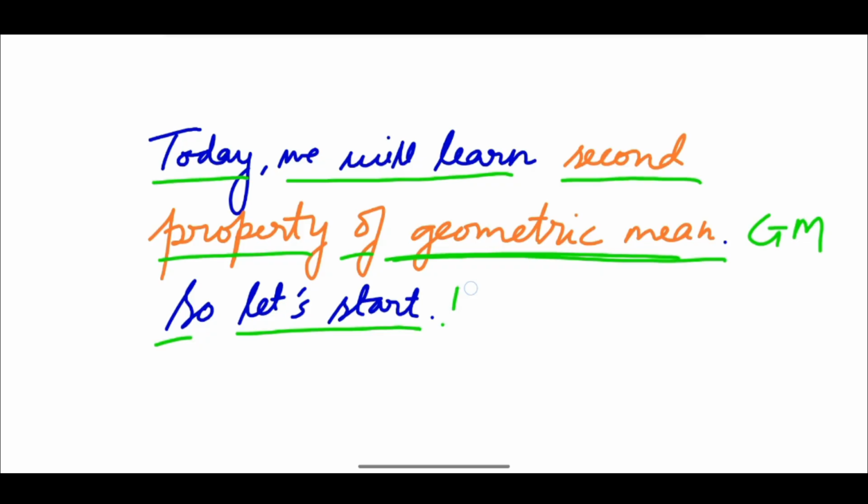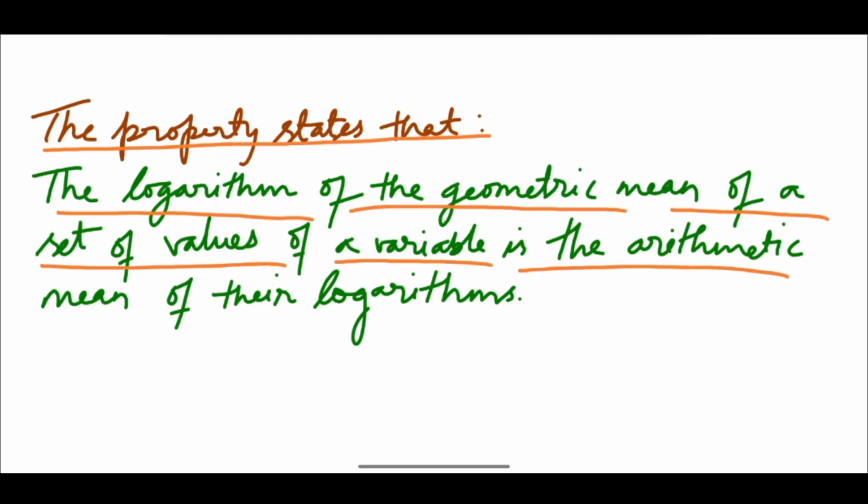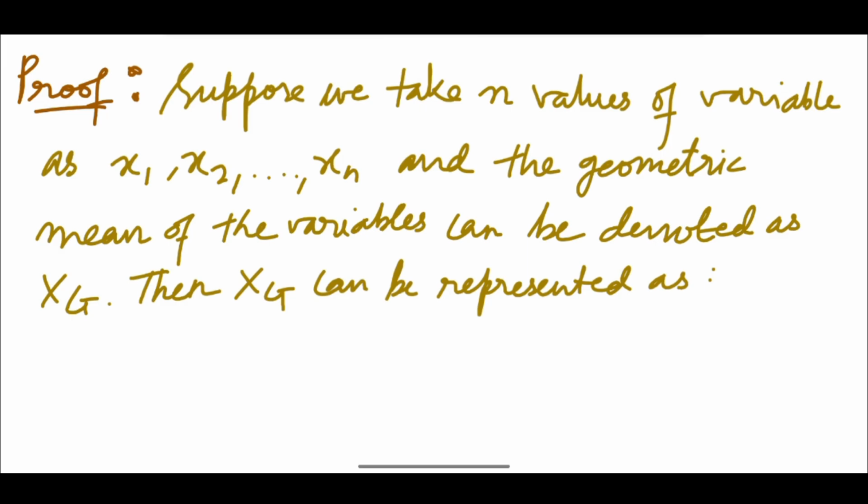So let's start. The property states that the logarithm of the geometric mean of a set of values of a variable is the arithmetic mean of their logarithms. So let's start with the proof to understand the property.